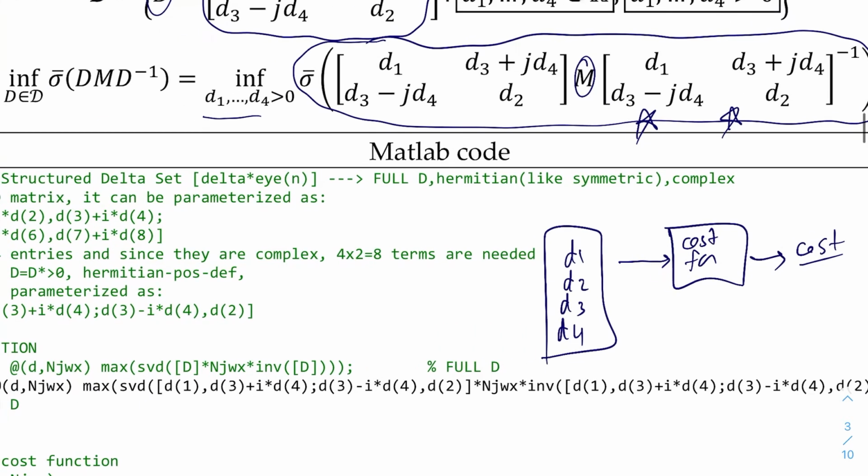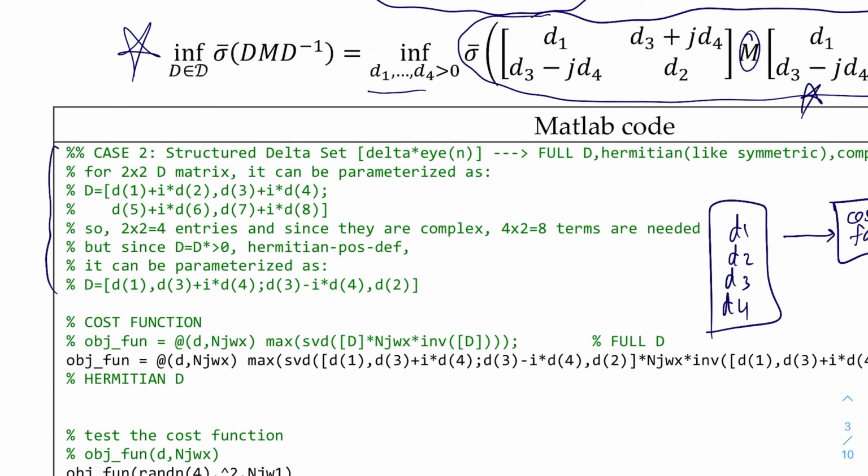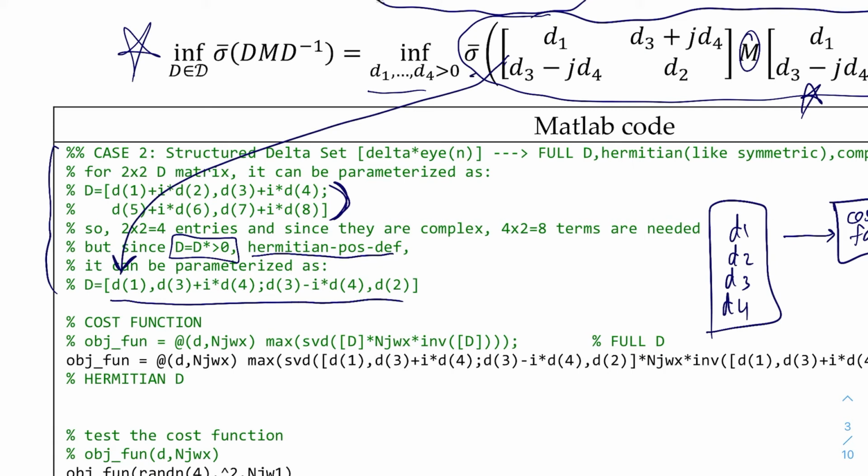This is the cost. Again the same comments: this is the full D, quote unquote, and this is the parameterization for that constraint, Hermitian positive definite. These two representations are equivalent. Here D1, D3 plus j D4, D3 minus j D4, and D2.